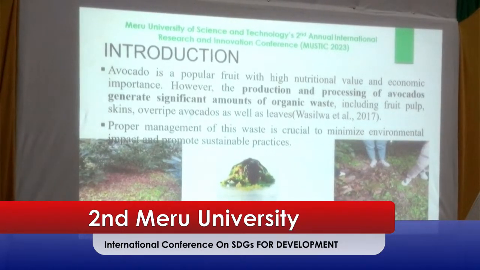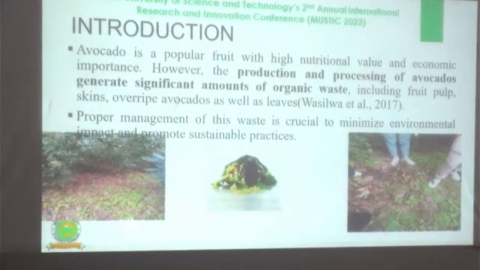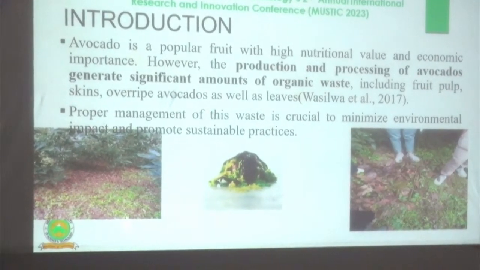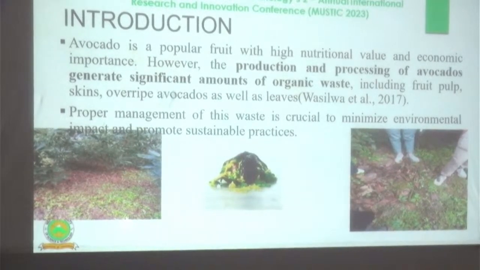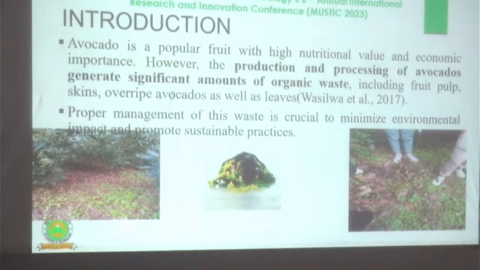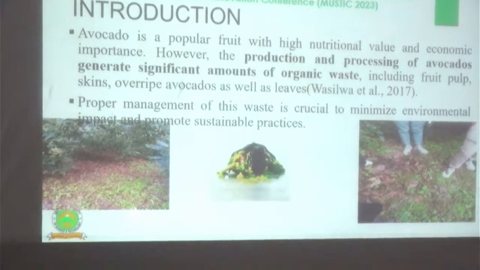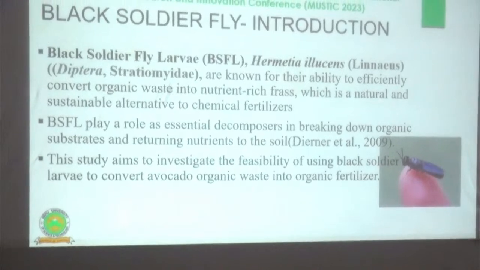Avocado, as a popular fruit, has a high nutritional value and is of economic importance. The production and processing of avocados generates significant amounts of organic waste, including fruit pulp, skins, overripe avocados, as well as leaves. As you can see, these are some pictures that I've taken of avocado leaves as waste, which is what you'd expect to see in an avocado farm, and anything else that would go to waste, because an overripe avocado becomes organic waste, which is where the black soldier fly comes in.